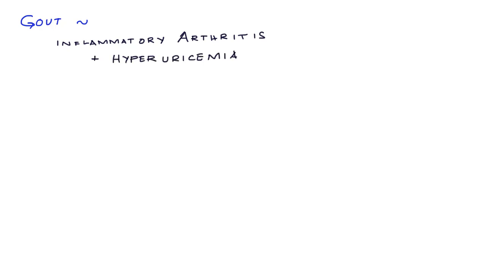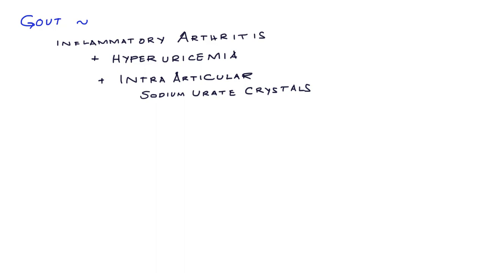Gout is an inflammatory arthritis which is associated with an increase in uric acid level in blood and deposition of sodium urate crystals inside the joint space. A high level of uric acid in blood or plasma leads to an increase in uric acid concentration inside the synovial fluid, and this uric acid gets deposited as sodium urate crystals, leading to inflammation of joints and inflammatory arthritis, which we know as gout.